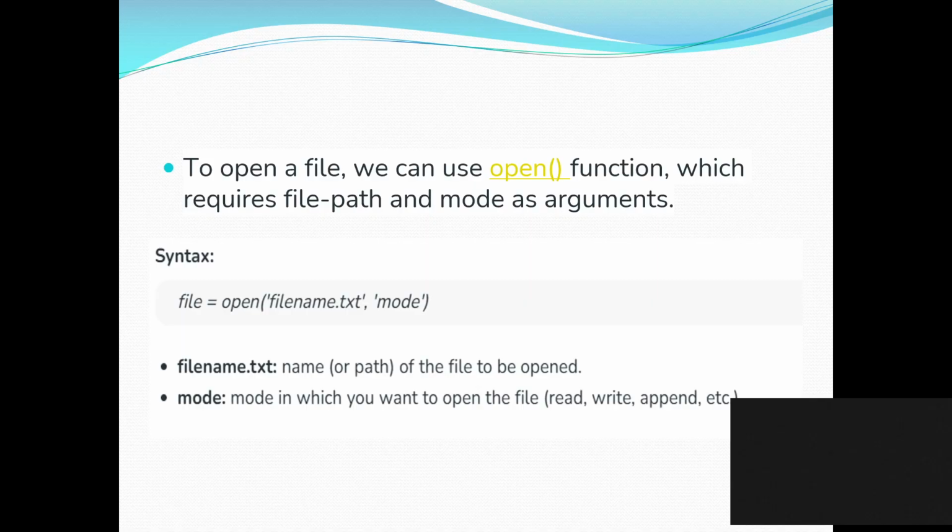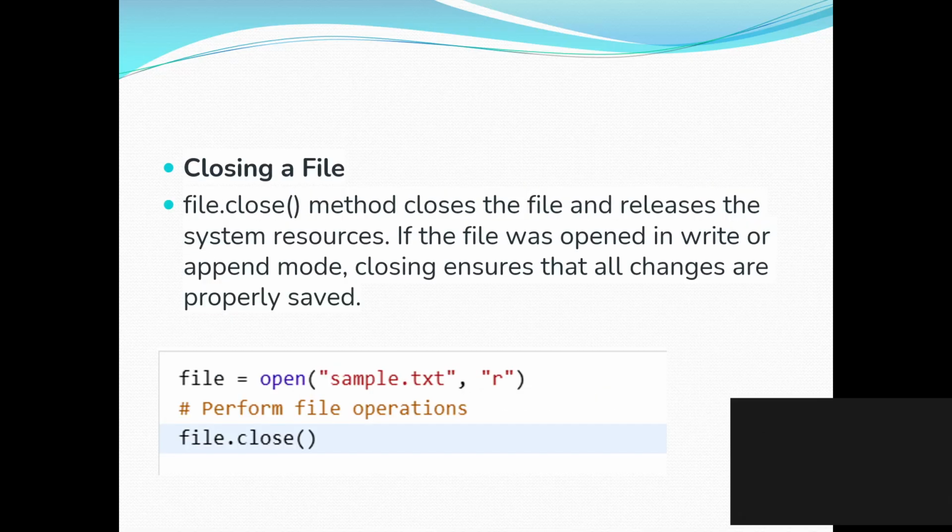So file name or txt is a name or a path of a file to be opened, and mode is the mode in which you want to open the file, whether it's read, write or append, etc. Okay. So closing a file.